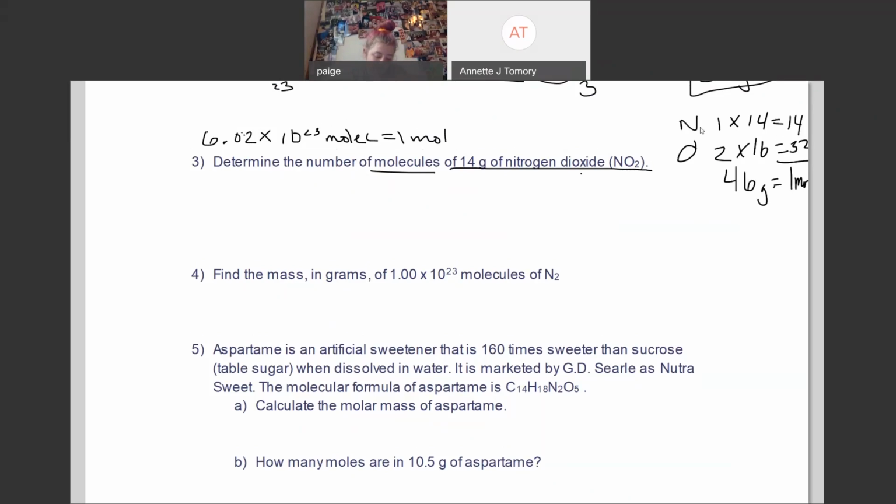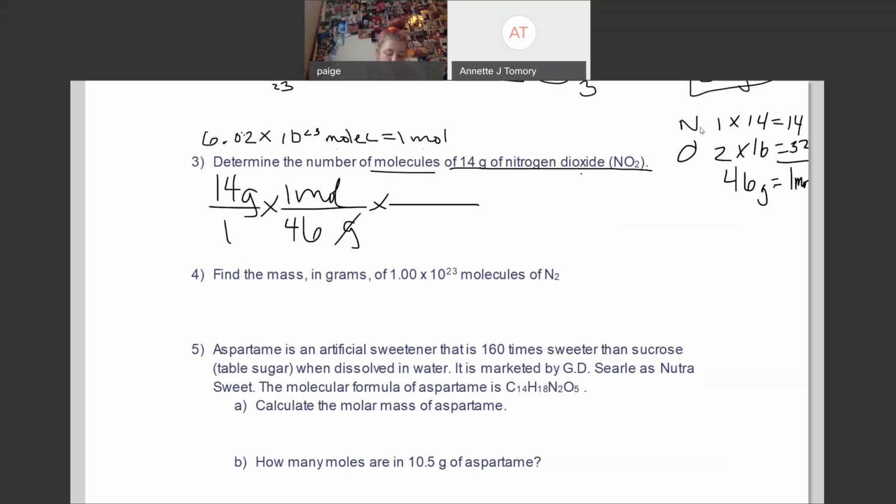Look back at question 3. What number goes over 1? What's my starting number? 14. Looking at number 2. No worries. 14 grams over 1. We have grams on top. What do I put on the bottom, the next one? Grams. What number goes with grams? 46. Okay, 46 grams is equal to what? 1 mole. 1 mole will go on top.